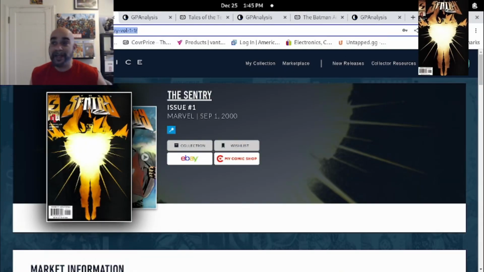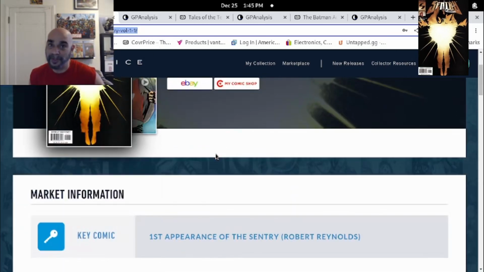First book of the day is The Century, issue 1 from Marvel Comics, and this book came out in 2000, so it's a very, very modern book, 22 years old pretty much. First appearance of Robert Reynolds as The Century. Now, we know the Sentry is coming out as the villain, I want to say, in the Thunderbolts movie.